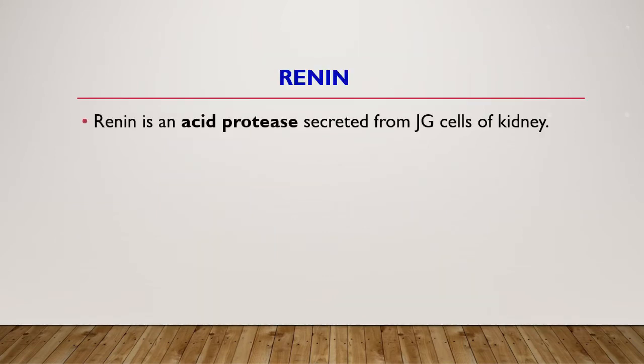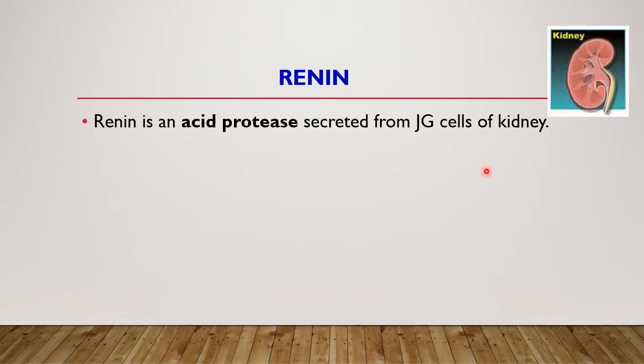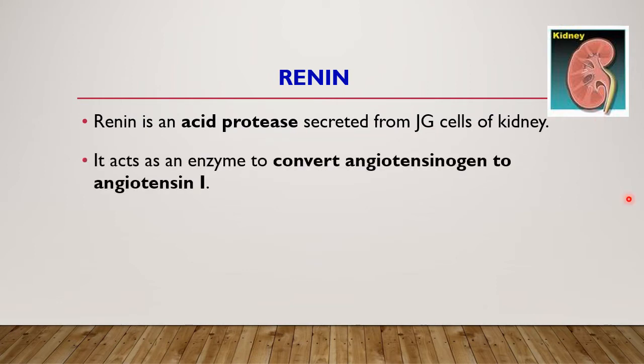So first look at renin. It is basically a type of enzyme, an acid protease, secreted by the juxtaglomerular cells of the kidney, and it acts as an enzyme to convert angiotensinogen, a glycoprotein secreted by the liver, to angiotensin 1. This is the primary function of renin.